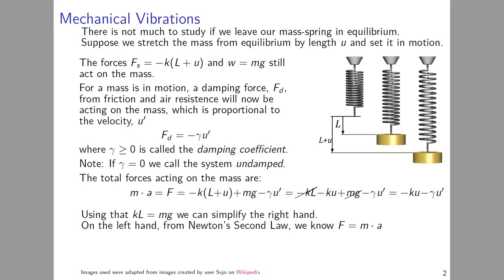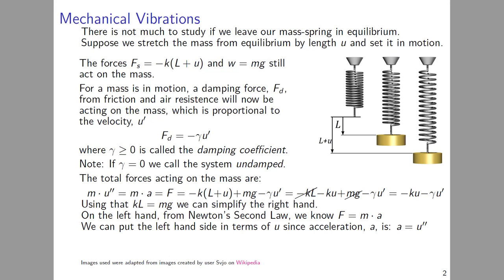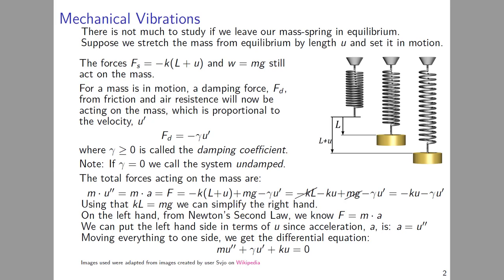And since acceleration a is u double prime, we can write the left-hand side in terms of u as well. Mass times acceleration we can rewrite as mass times u double prime. And now, moving everything to one side, we'll have m times u double prime plus gamma times u prime plus k times u equals 0. A second-order differential equation with constant coefficients, as we've been studying.